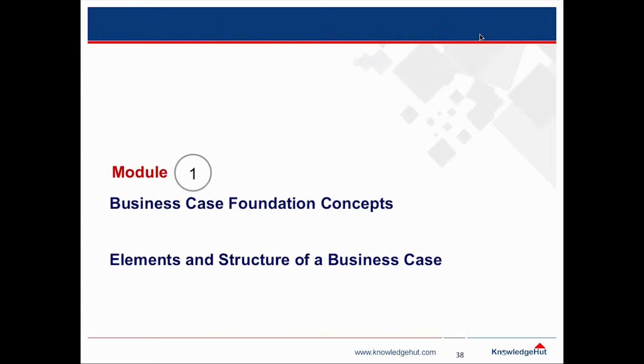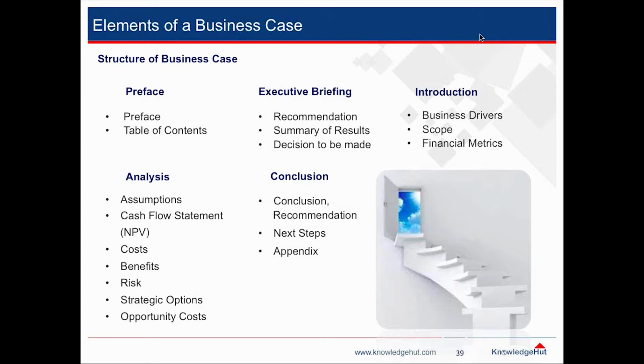Okay, let's look at the elements and structure of a business case. If you look at that kind of table of contents, you look at elements that are around a preface, a section that helps to analyze. The preface ideally should only be coming after the executive briefing, a conclusion, and also an introduction. So the order of that slide isn't that great. So think of this more as a collection of building blocks that you want to put together in the right order.